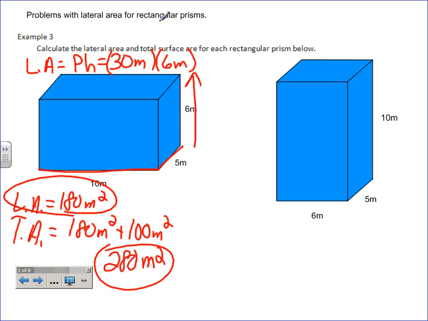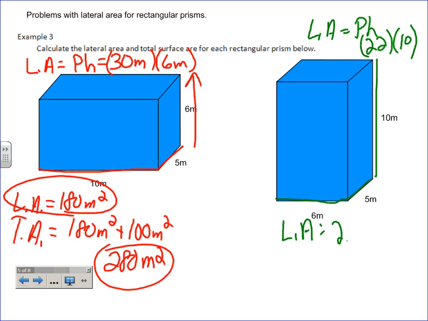If you did the one on the right, you may realize one of your answers is the same and one of your answers is different. At least you should. Lateral area is the same formula. Perimeter of the base times height. But what's the perimeter of this base? 22. Because it's 6 and 5 is 11. You got 11 more. So the perimeter of the base is 22 times the height, which is 10. So your lateral area over here is 220.